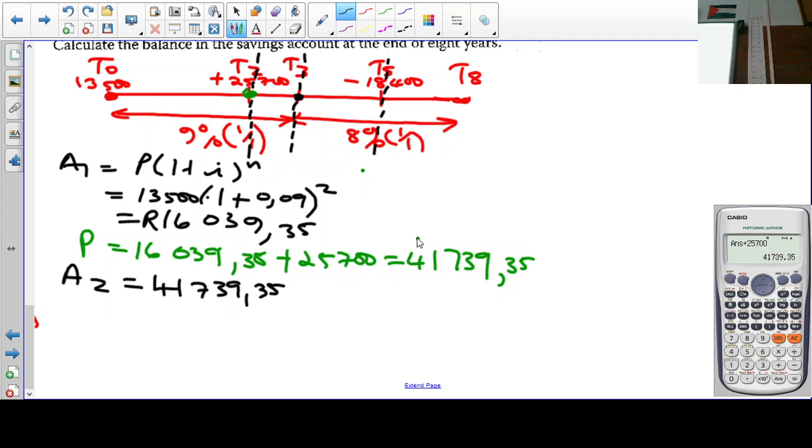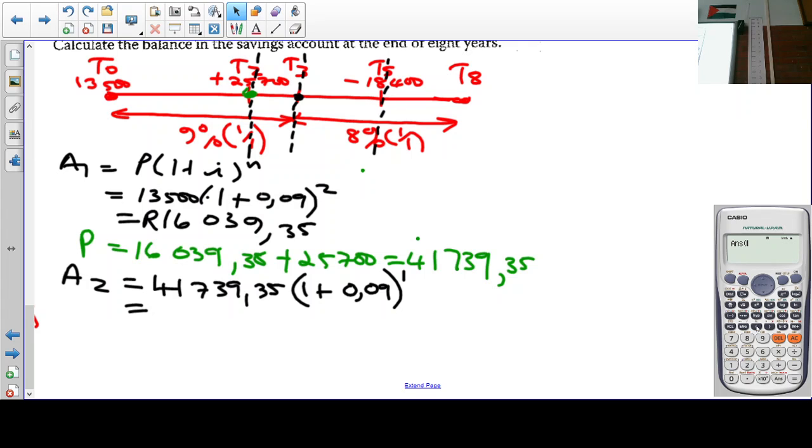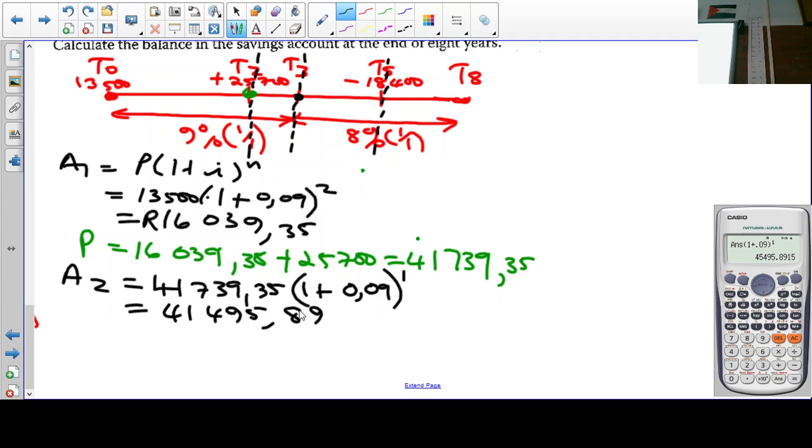So there's your next variation. Not so? So that would be 1 plus, what's your interest rate here? 0,09, to the exponent 1. So work that out. It's that answer into 1 plus 0,09 to the exponent 1. You didn't need to put that exponent 1 there. I get 45,495 rand and 89 cents. Okay? Any confusion so far? You all okay with this so far?